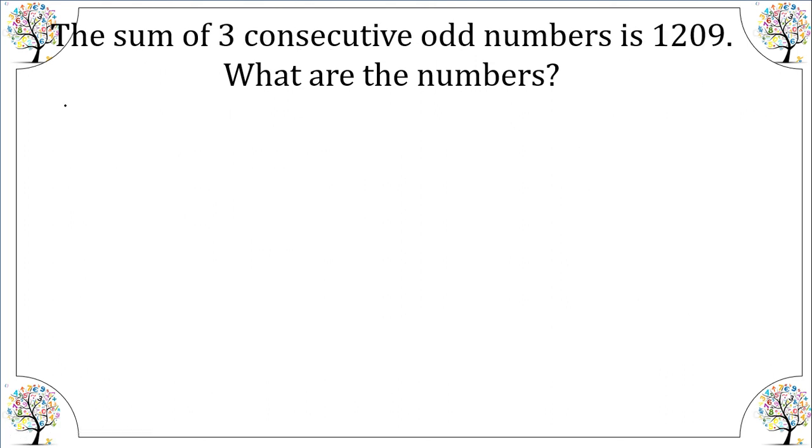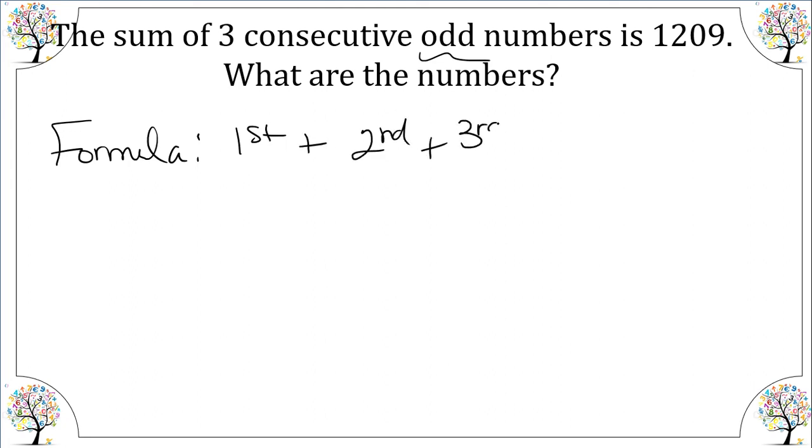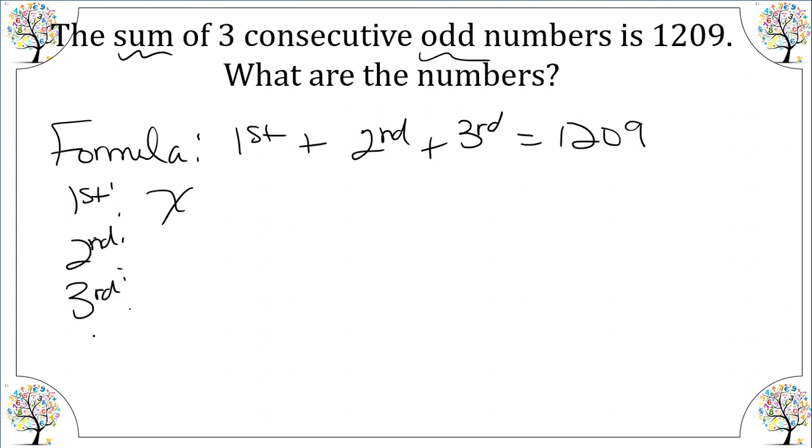Now let's do one that's similar, but this time the sum of 3 consecutive odd numbers. So we're still going to have the same formula, which is a first number plus a second number plus a third number. And again, the word sum tells me to use plus. And we still have x being our first number. But let's think about this. Okay, so 3 consecutive odds. So that's like 3, 5, 7.